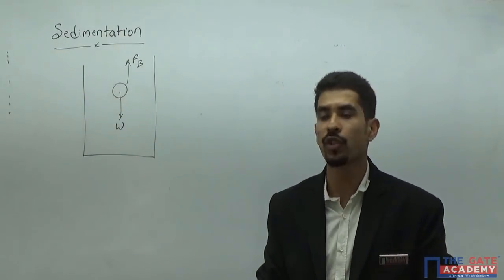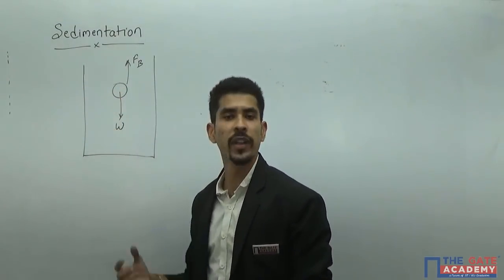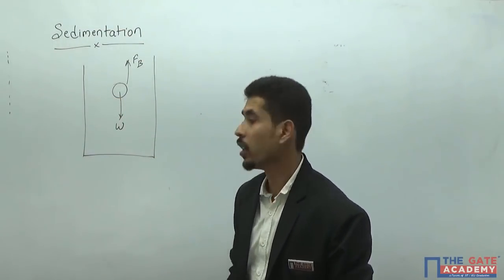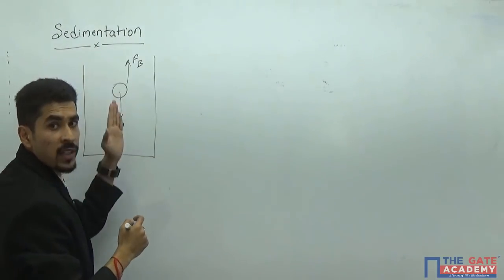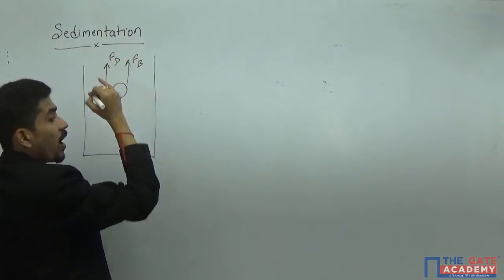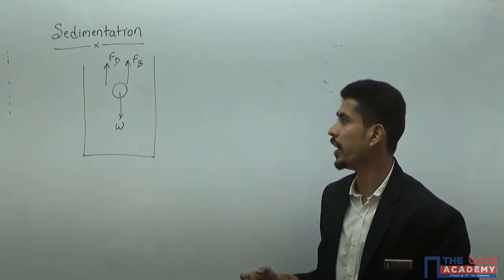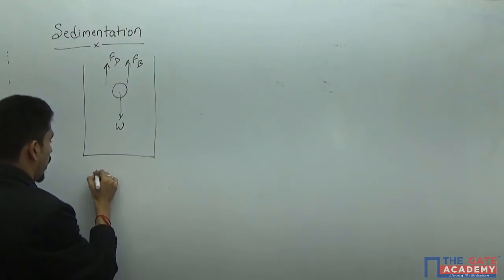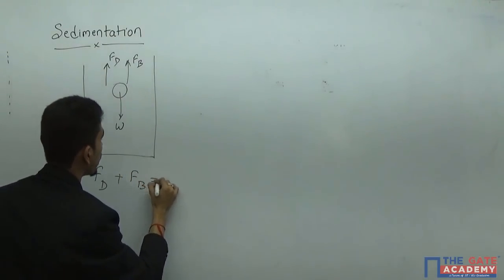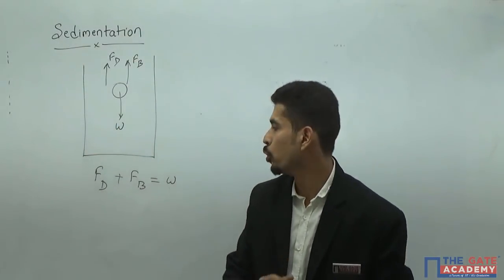There will be one more force which will be due to the motion of this particle. Since this particle is moving down, there will be a drag force on this particle. The drag force is always opposite to the motion of the particle. When you apply the equation, you will get: drag force plus buoyant force is equal to the weight.